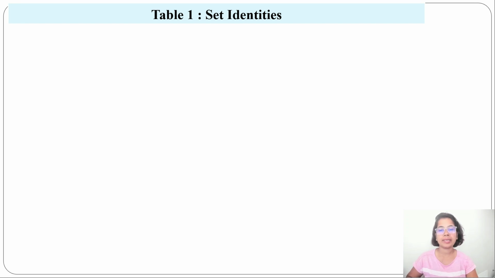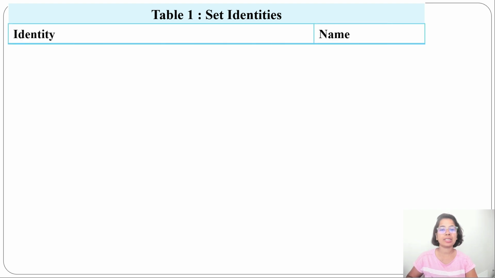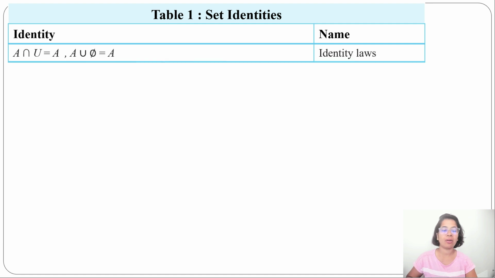In the previous lecture, I discussed set operations like union, intersection, difference and complement. Today I will discuss set identities. The first one is the identity law: A intersection universal set is A, and A union phi is A. So any set union with the empty set will be that set, and any set intersection with the universal set will be the same.